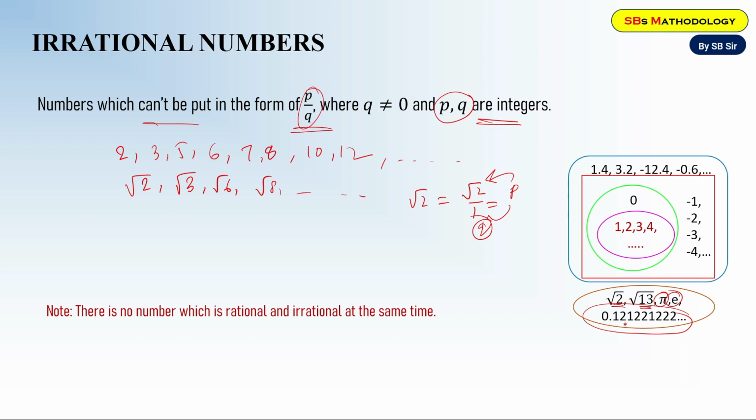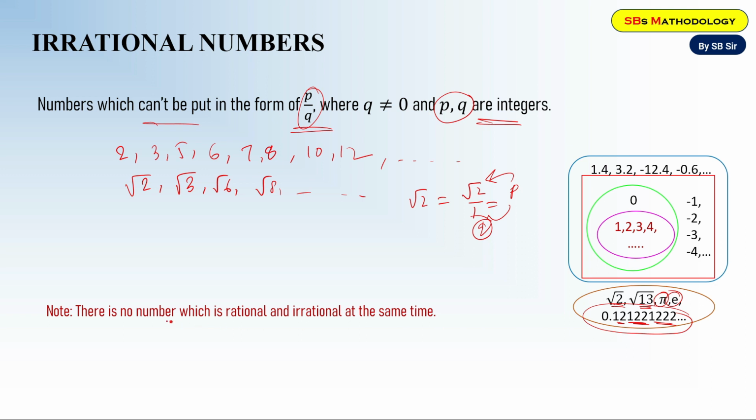That is, here the first 1 2, then 1 double 2, 1 triple 2 and so on. If we continue the number, there will be no repetition and it will be non-ending. So these types of numbers are called irrational numbers. In the further chapter we will understand irrational numbers and rational numbers on a detailed basis, right?